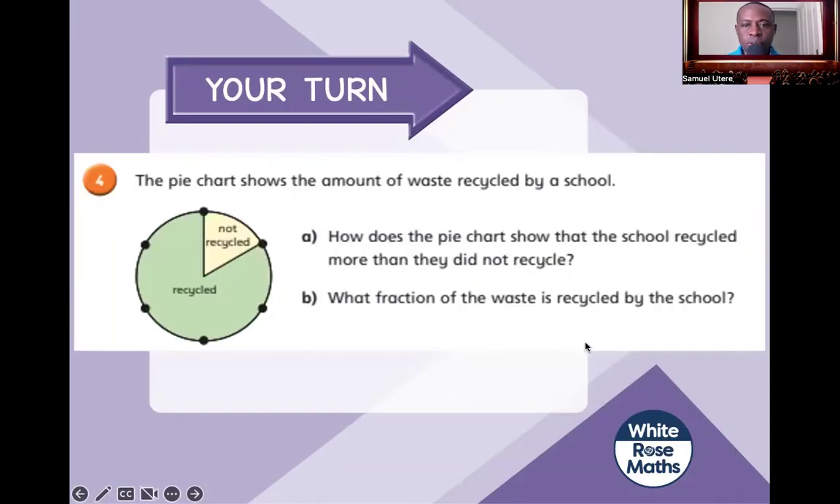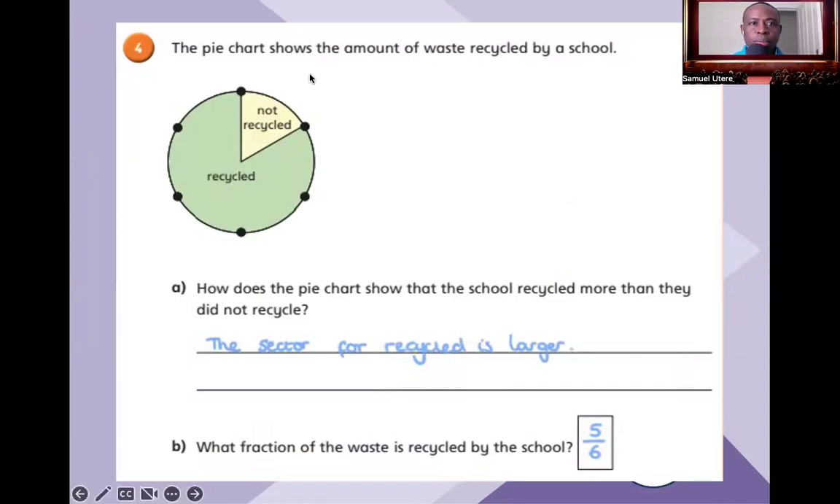Pause the video and answer question 4 in 2 minutes. Assuming you've paused the video and you've answered the questions, here are the answers. Let's discuss them. Here you're told the pie chart shows the amount of waste recycled by a school. You asked, how does the pie chart show that the school recycled more than they did not recycle? Here you can see, note the words that I'm using, the sector for recycled is larger.